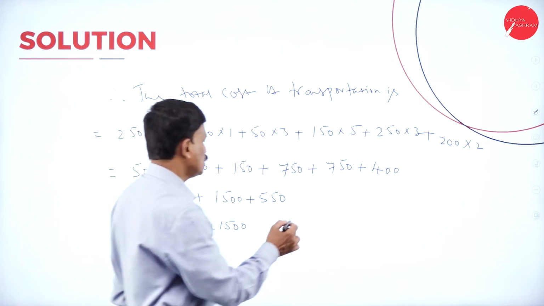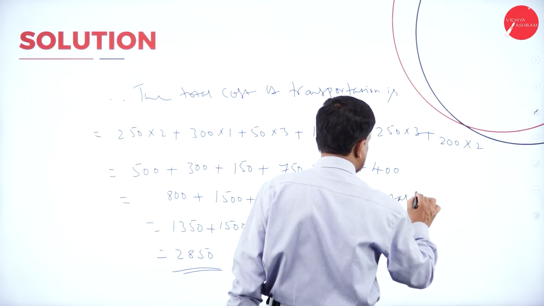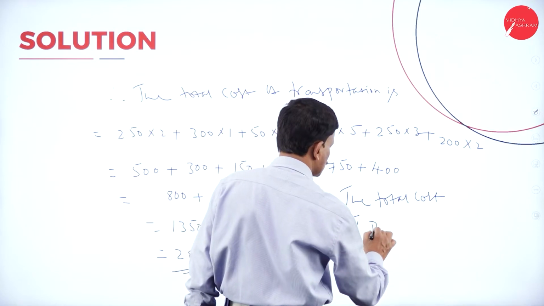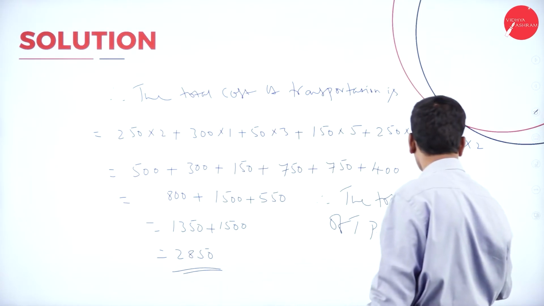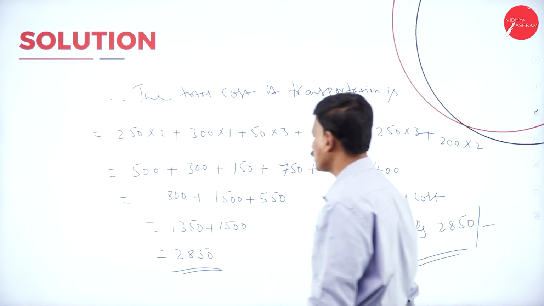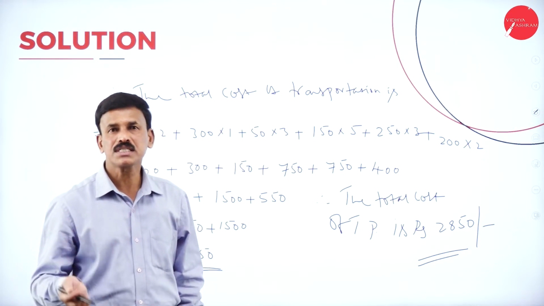That's it. So therefore the total cost of transportation is rupees 2850. That's it, 2850. So that's regarding this problem. Hope you followed this. Now let's take one more problem.